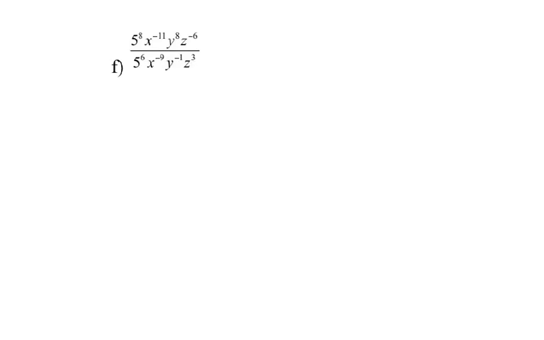This is station 5, number 1, letter F. When I see problems like this, it's asking you to simplify. Simplifying means that we're only going to see one of each letter, one of each number, and the exponents on them will be as simplified as possible, along with no negative exponents.